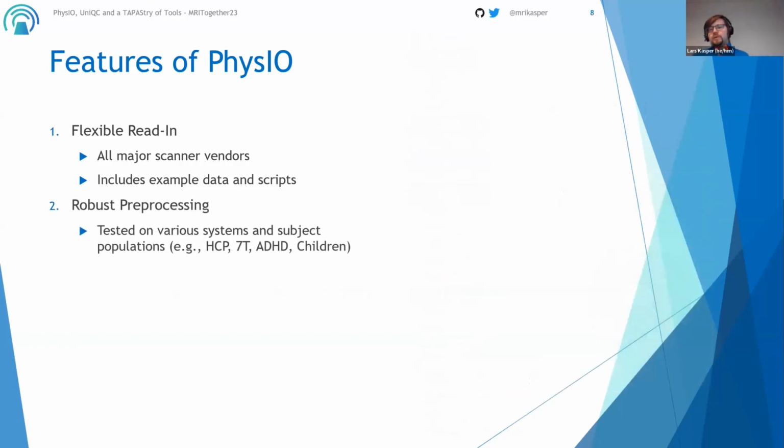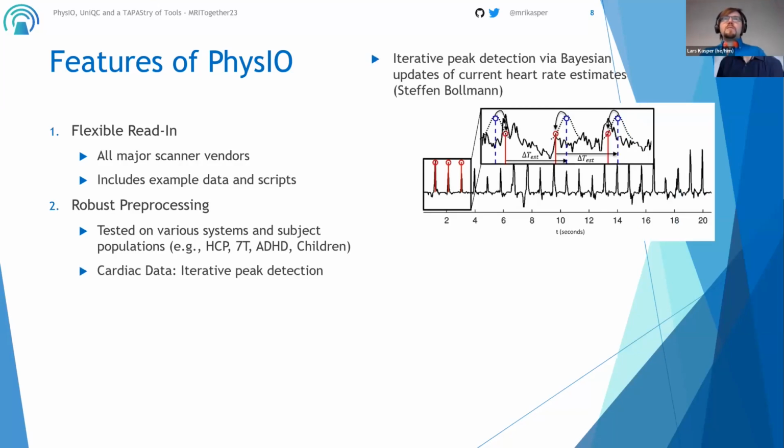Second, the data quality of peripheral recordings varies considerably in practice, and that makes robust pre-processing essential. So it's not enough to just read in this data. And we have tested PhysIO on a lot of different systems and subject populations, for example, ADHD or ultra-high field strength. And thanks to our focus on signal processing, we are able to support a lot of these more complicated data sets. For example, for the cardiac data, we have iterative peak detection developed by Stefan Bollmann, which allows us, even with very noisy data, to retrieve the R peaks of an ECG.